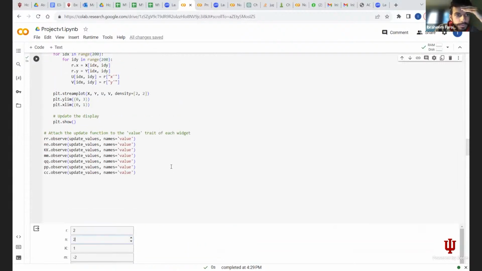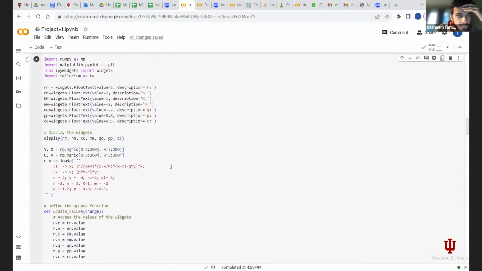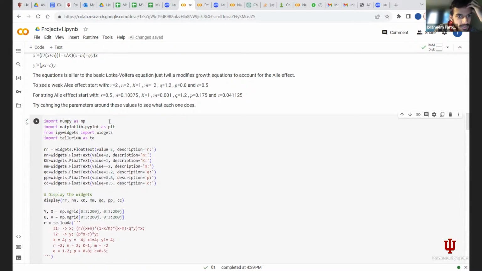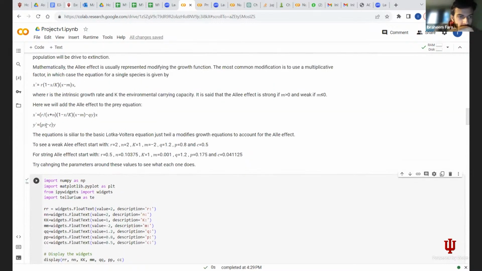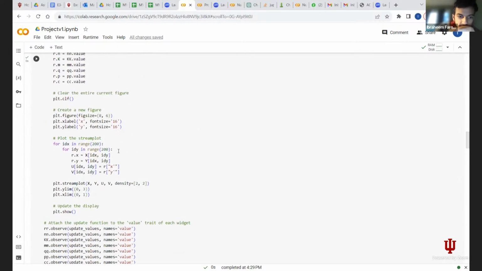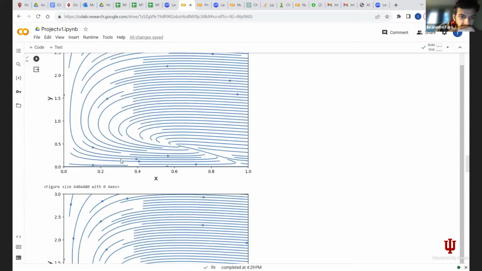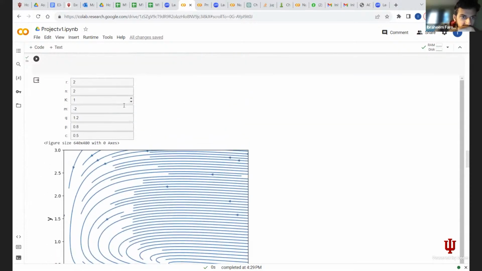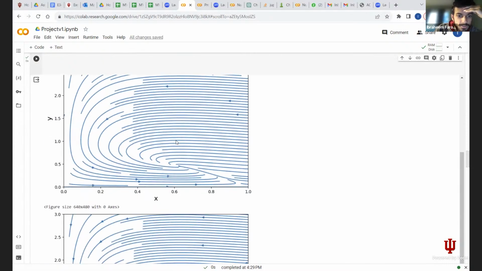Okay, so if we recall from our equation, let's take a look at the carrying capacity. And the Allee effect is a percentage of the carrying capacity. So if we change the carrying capacity, we should have a different point at which the Allee effect takes place.